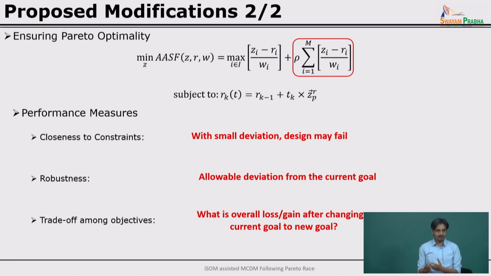Another could be robustness. If I take the same example of the flight, where we are deciding which flight to take, what robustness says is, okay, I found a solution which is giving me a very low cost, but the problem is that this flight usually gets delayed, and I know this information. So there is an uncertainty. What if it delays? Would I still consider that solution or not? These are a few practical aspects we have to include in decision making. So closeness to constraint, robustness, and trade-off among the objectives: these are the three performance measures that I have introduced in Pareto race, but there could be others as well.